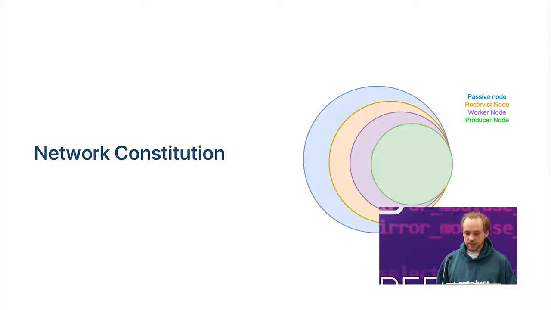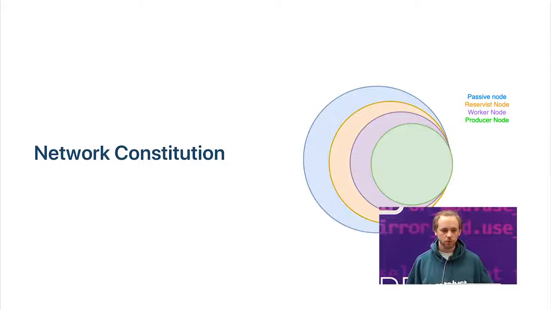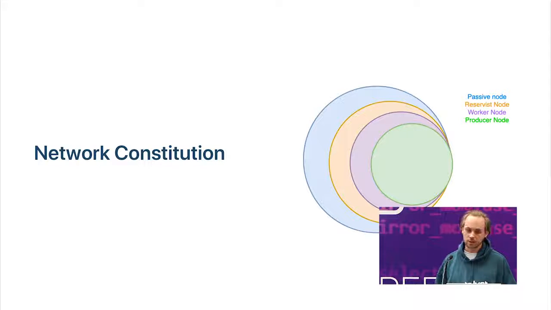So this is a little bit of an abstract view of the entire constitution of what we call the network. As you can see, the largest number of nodes in the network are the passive nodes, just people connected, relaying transactions, observing, interacting with services. We then have a smaller group, which is the reservist nodes, people waiting to be admitted into that pool. Then we have the worker nodes who are in that validation pool, and then a smaller subsection of actual producer nodes who are validating.